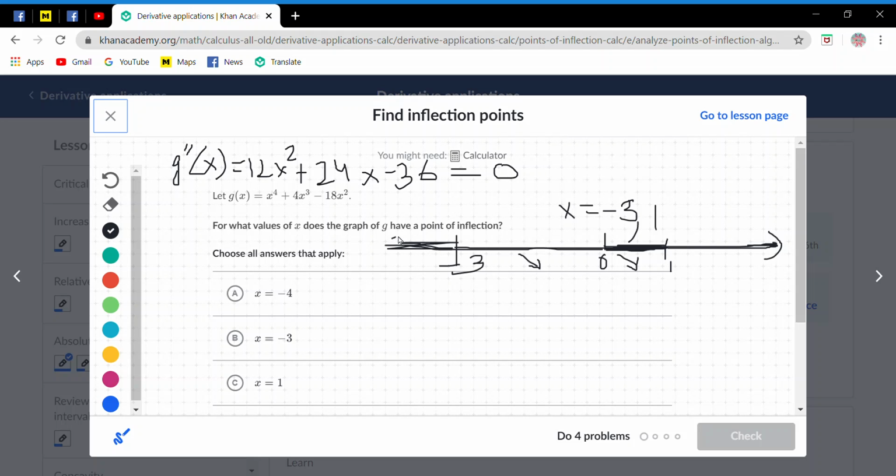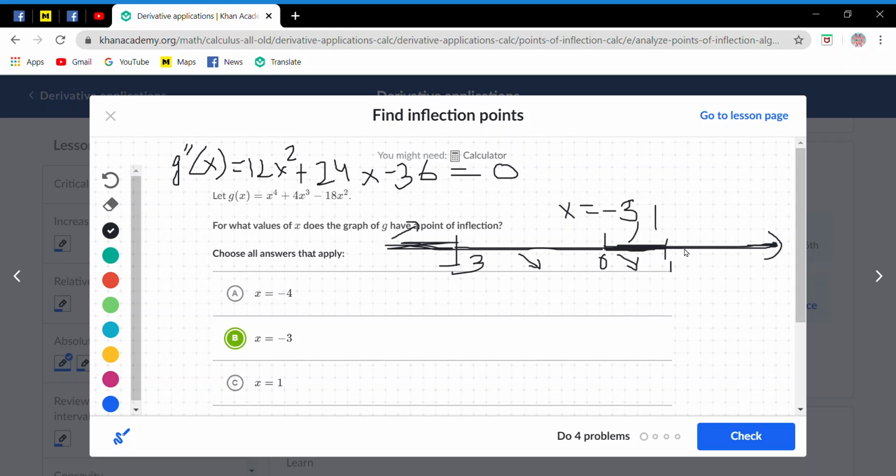So it is increasing here. It is going from increasing to decreasing, so this is an inflection point, and for another inflection point, it is going from decreasing to increasing. So 0 is not an inflection point because it is going from decreasing to decreasing; it remains decreasing.